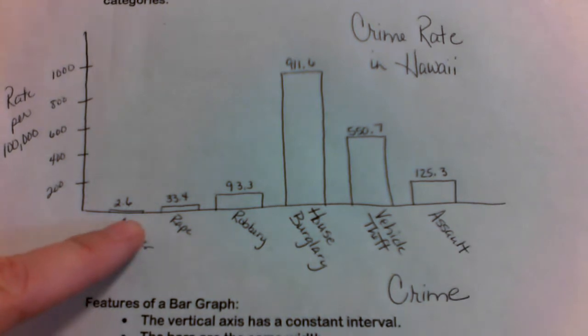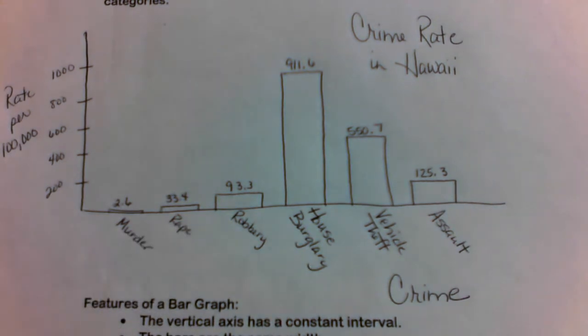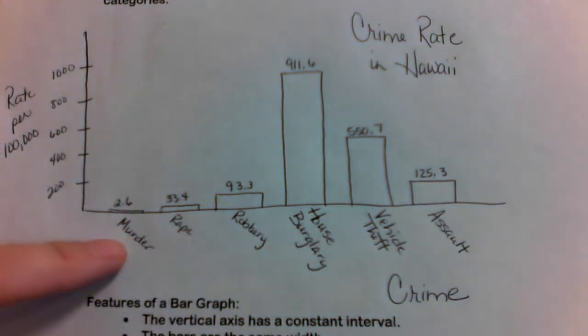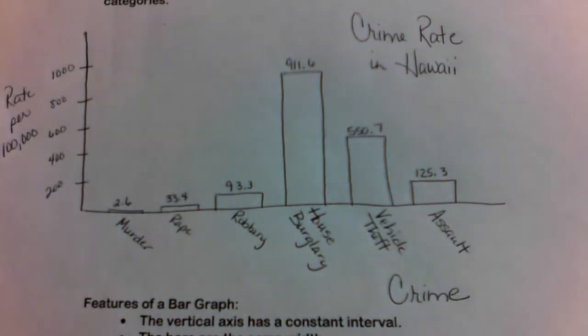So if you'll notice, I created a bar. Now notice these are not touching, and that again is because we have a qualitative or non-numerical value here. And then for each bar, I have placed the value above it, which the book doesn't always do. You won't always see that, but I think it is a good thing to do.